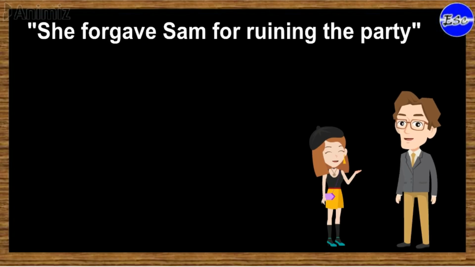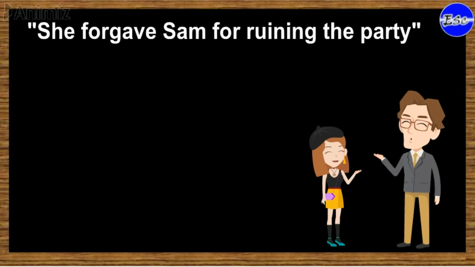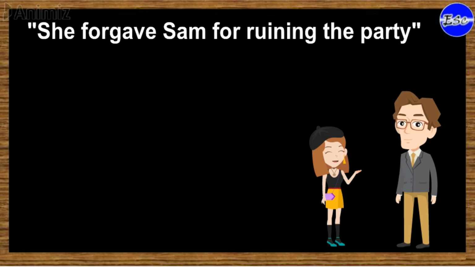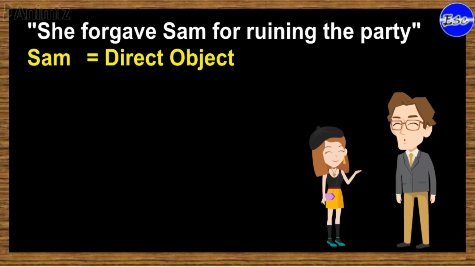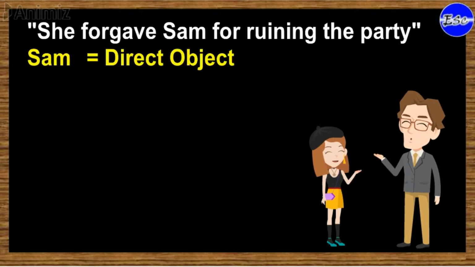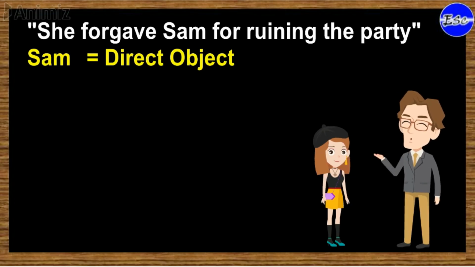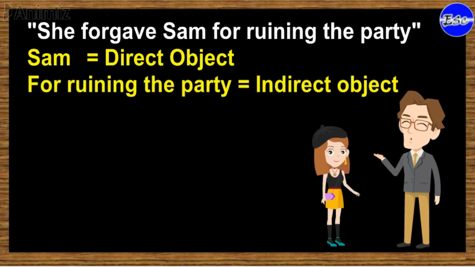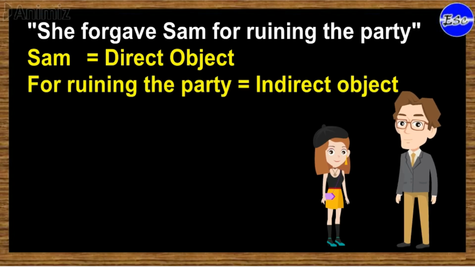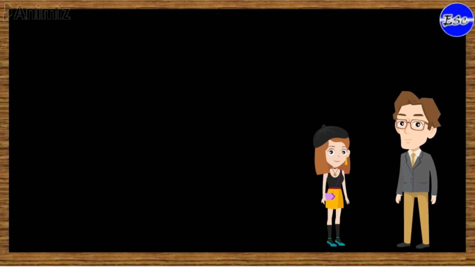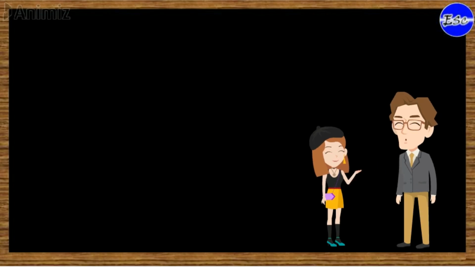Here is another example. She forgave Sam for ruining the party. Who did she forgive? Sam. So, Sam is the direct object. For what did she forgive Sam? For ruining the party. Then, for ruining the party is the indirect object. So what do you think? Yeah, I think so. But can you give me some exercises to strengthen my comprehension?